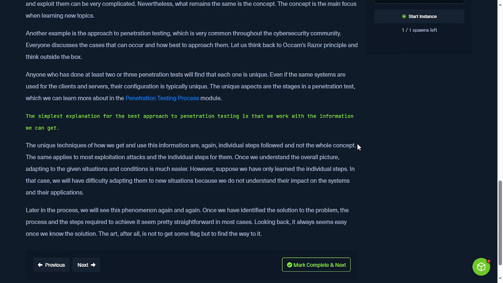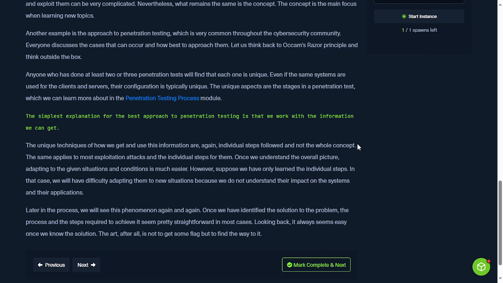The unique aspects are the stages in a penetration test, which we can learn more about in the penetration testing process module. The simplest explanation for the best approach to penetration testing is that we work with the information that we get. The unique techniques of how we get and use this information are, again, individual steps followed and not the whole concept. The same applies to most exploitation attacks and individual steps for them.